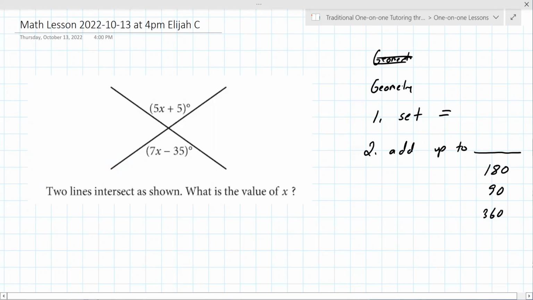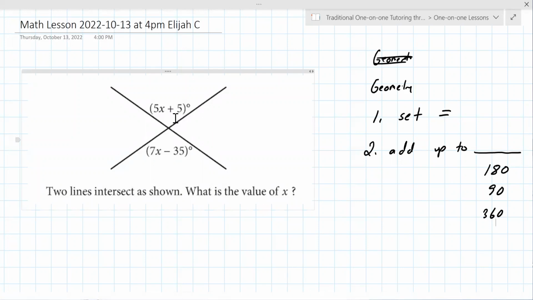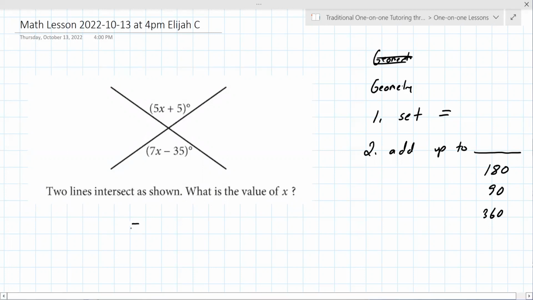Okay? So when you look at this problem here, do you think you set these two expressions equal to each other, or do you think they add up to something? I say they are set equal to each other. Yes. So you're going to set those equations equal to each other, and I want you to solve for x.